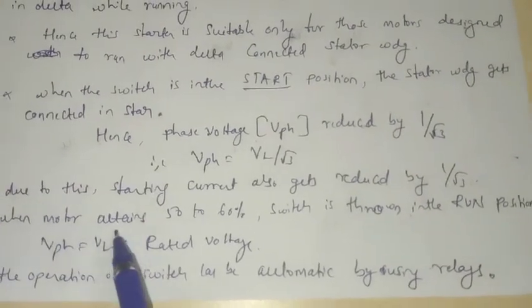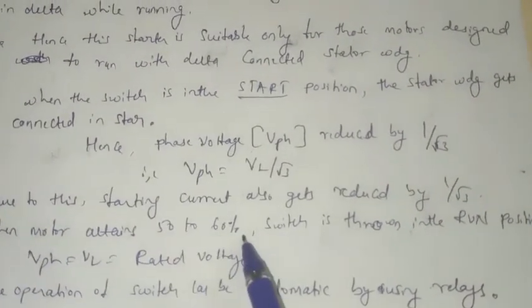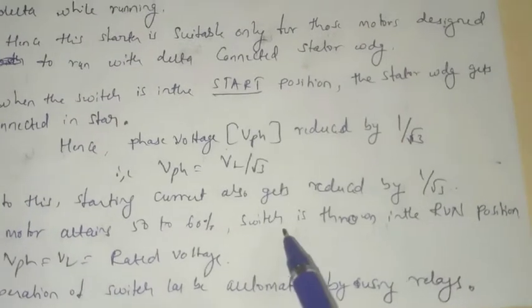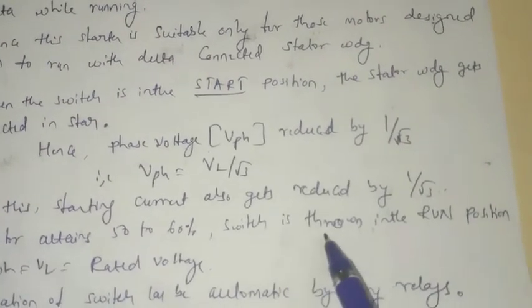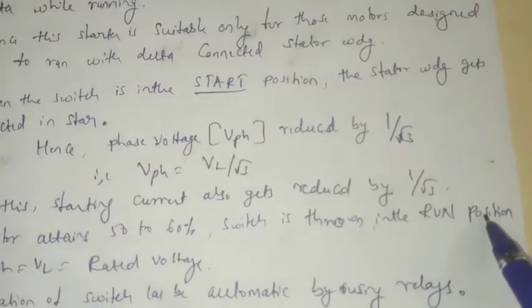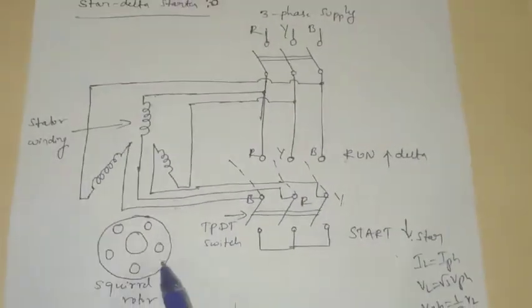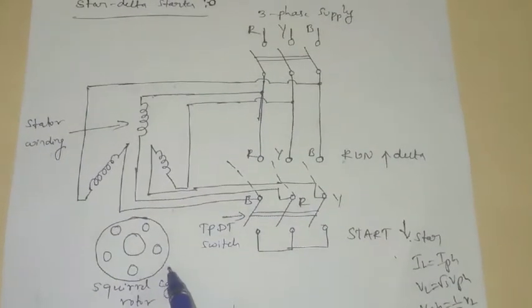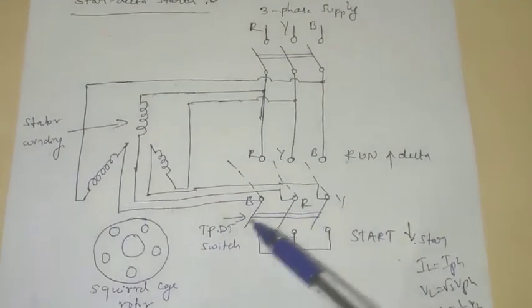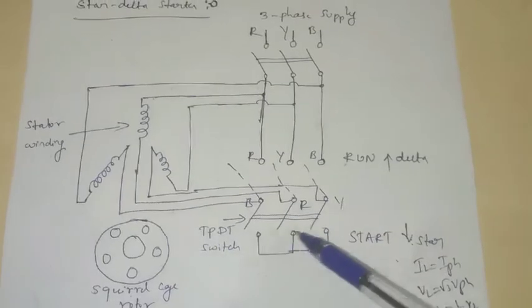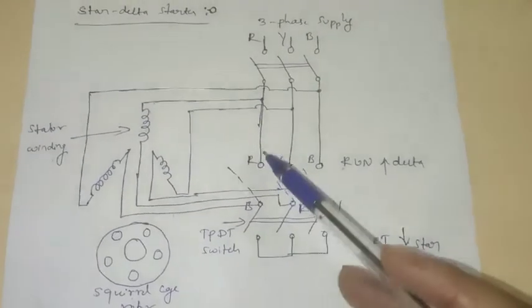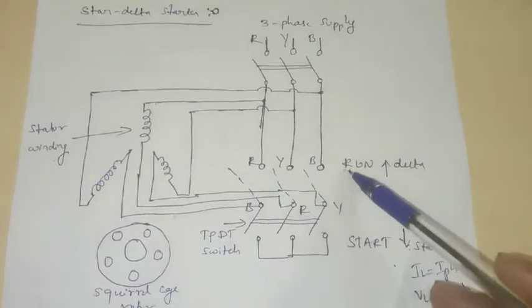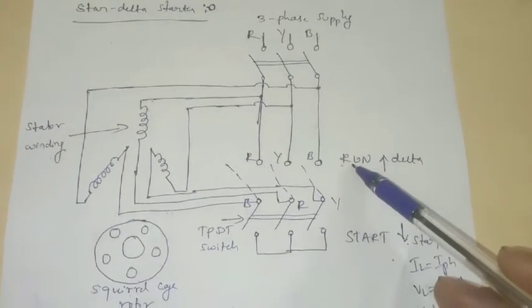Next, when the motor reaches 50 to 60% of its rated speed, then the TPDT switch, triple pole double throw switch, is thrown to the running position. So that is when the motor picks up, the rotor is rotating at 50 to 60% of its rated speed. In that condition, this TPDT switch automatically switches, these three terminals are shifted to here, RYB, that is running condition.